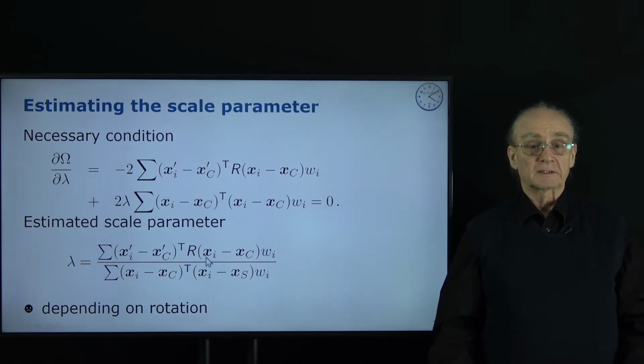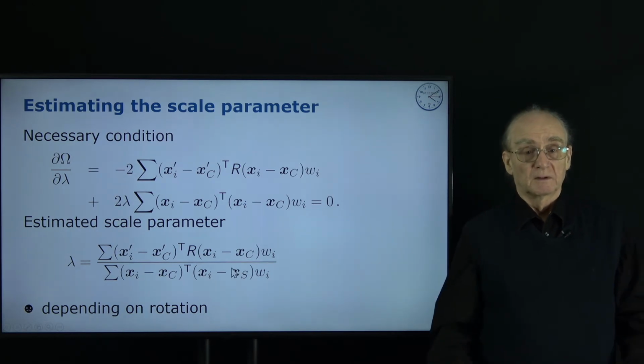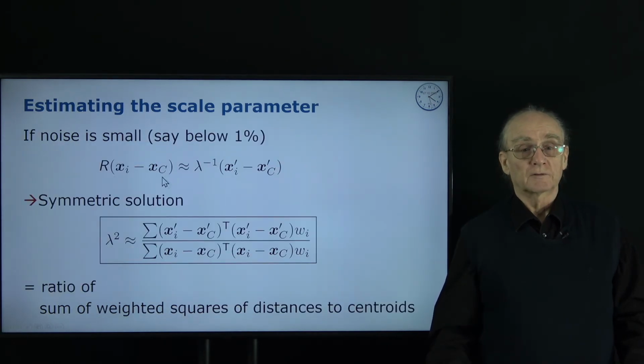Now the bad thing of this equation is it still has a rotation. So we cannot solve for lambda using this equation. Now there's a way out if we have small or negligible perturbations of our observations. That means, let's assume the noise of our observations is small, let's say below 1% or even better.